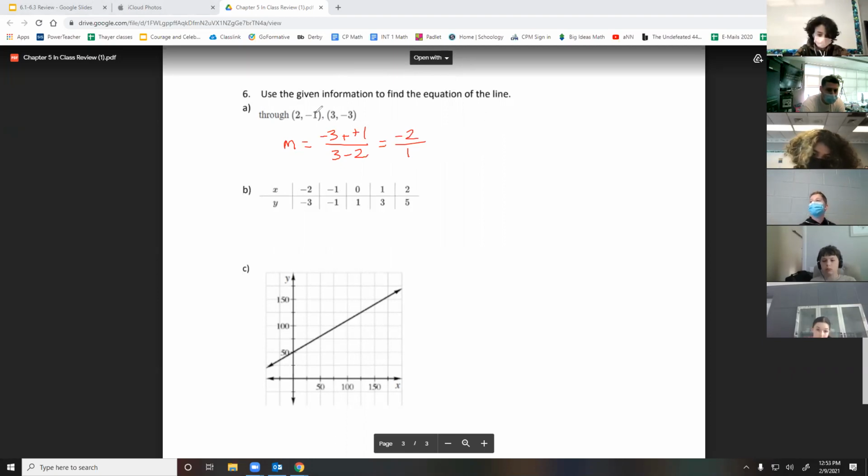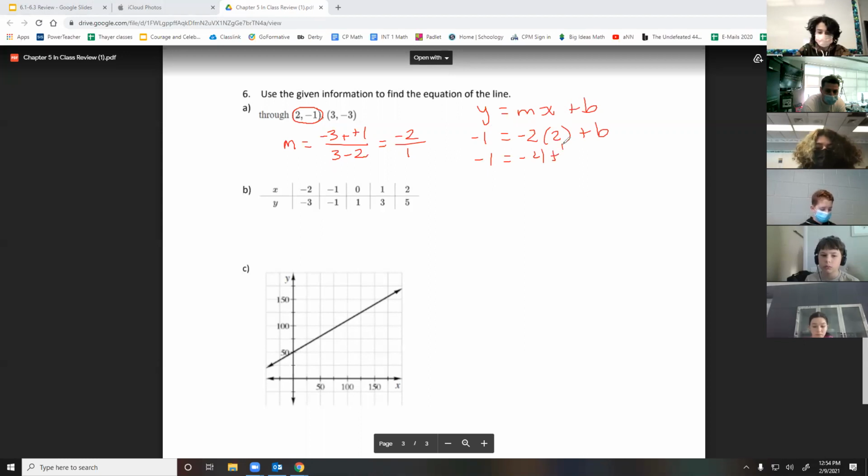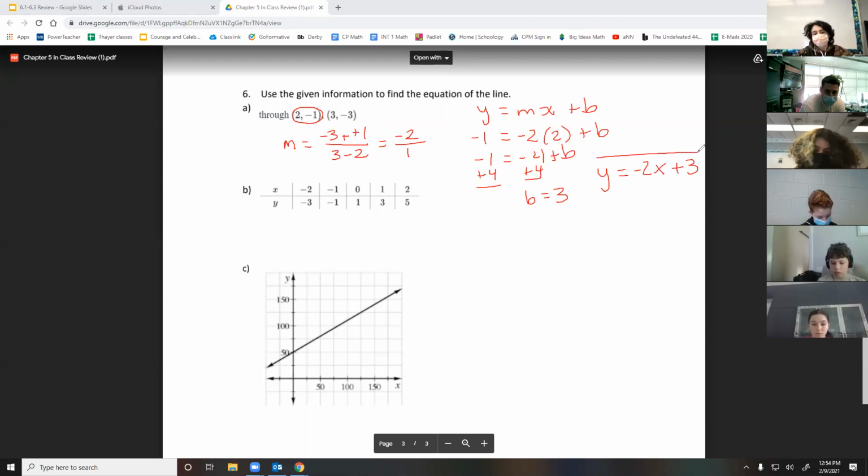Next, take any one of these 2 points and plug them in place of y and x in slope-intercept form. So I'm going to put negative 1 in for y. I'm going to put 2 in place of x and solve for the b variable. If you add 4 to both sides, b is equal to 3. So your equation is y equals negative 2x plus 3.